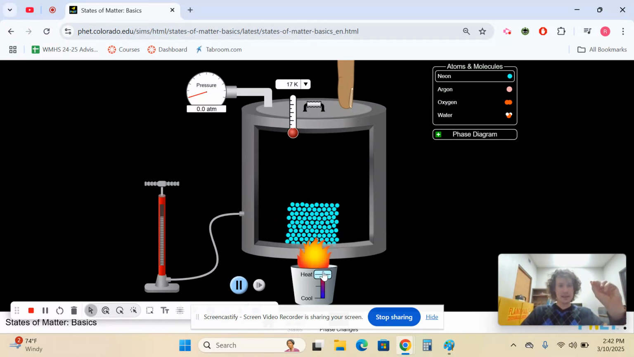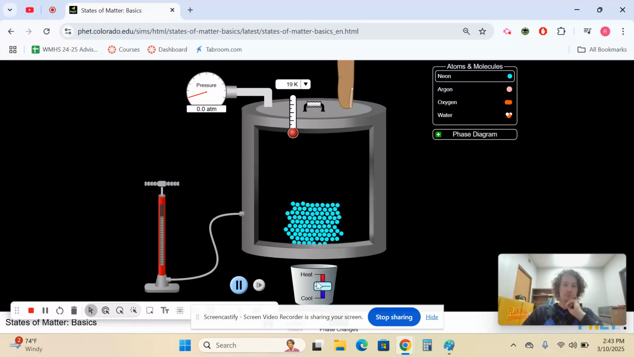If I give it a little bit of heat, a little bit of energy, they vibrate a little bit faster. We can see that the temperature's gone up. By the way, this temperature is insanely cold. 19 Kelvin in Fahrenheit is something like negative 400, which is obscene. In Celsius, it's negative 254. Pretty cold. Neon freezes at a very low temperature.